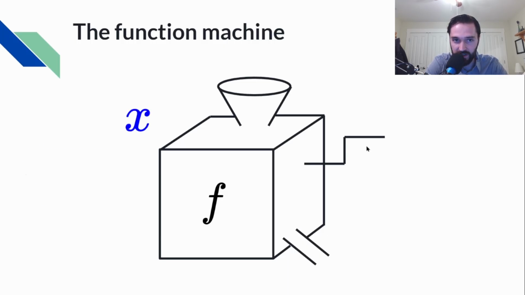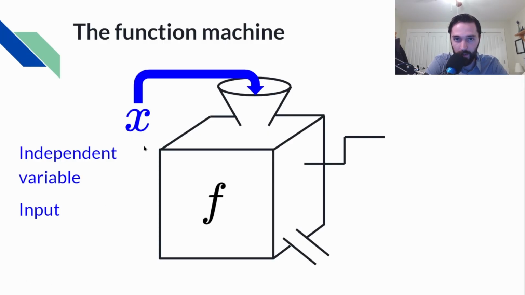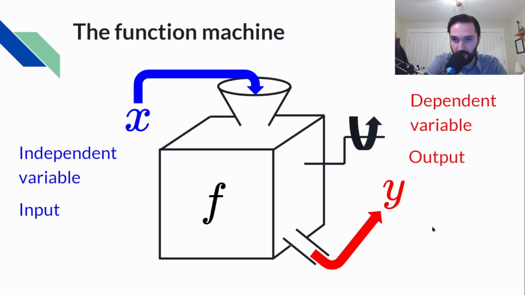So we take x, which is also called the independent variable or the input. We take x and we plug it into this function, and then we turn the crank to perform some sort of operation. And what comes out is y, and y is known as the dependent variable or the output.